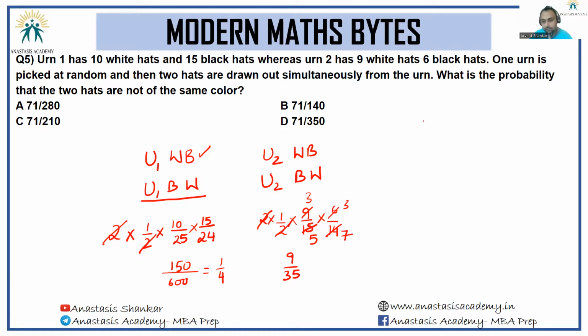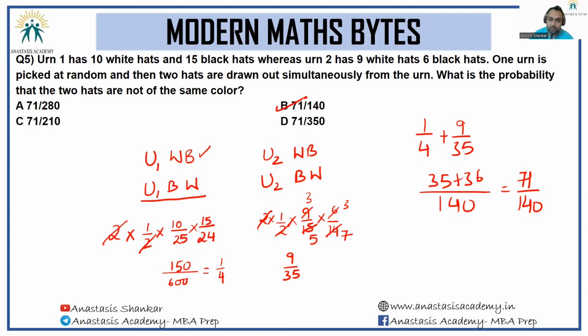Both these cases have to be added. So final answer will be 1 by 4 plus 9 by 35, or 35 plus 36 by 140, or altogether 71 by 140, or option B will be the final answer.